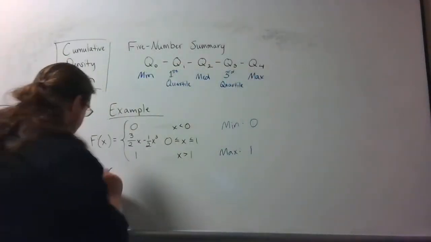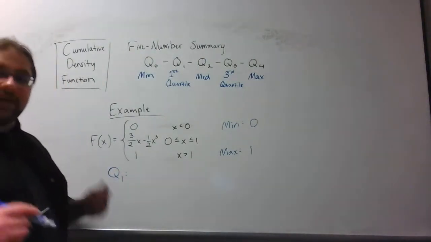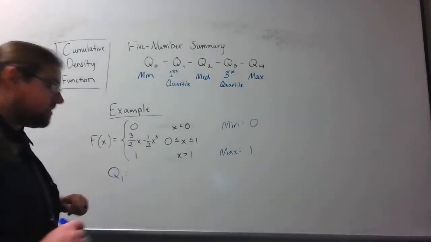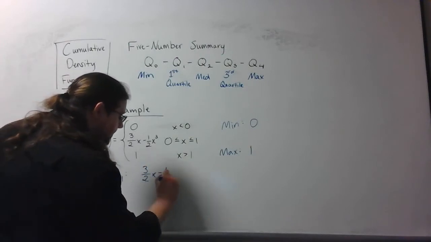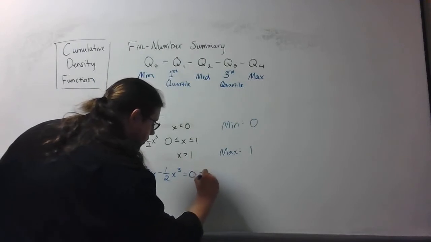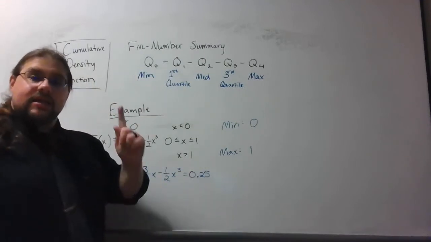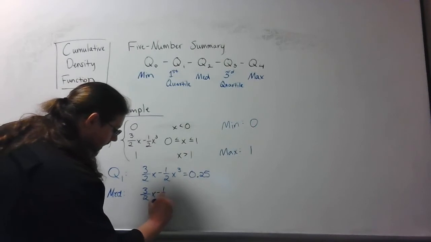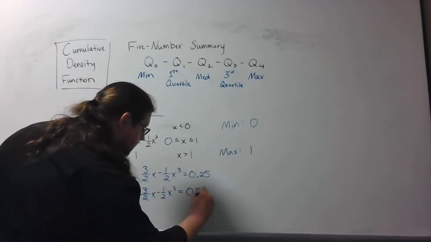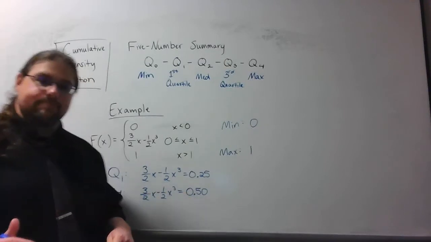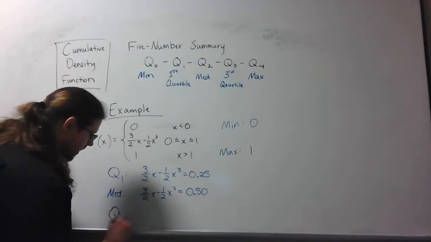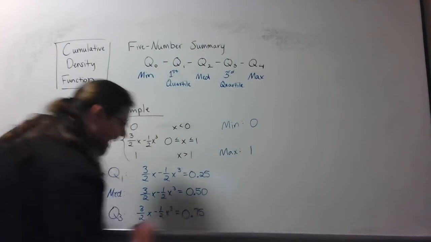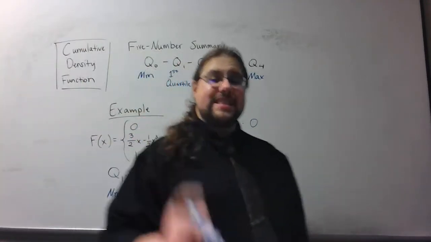So here's how I'm going to find those. I'll do Q1 first. Remember, Q1 happens to be the first quartile, which is the 25% mark. So what I'm going to do is take this middle part of my piecewise function and set it equal to 0.25, because remember, that's a quarter. If I wanted to do the median, I'm going to do the same thing. I'm going to take the middle part of my equation and set it equal to 0.50, which is 2 quarters, 50%. For the third quartile, I'm going to do 3/2 x minus 1/2 x cubed equals 3 quarters, which is 0.75.